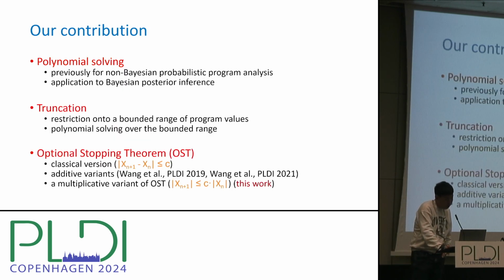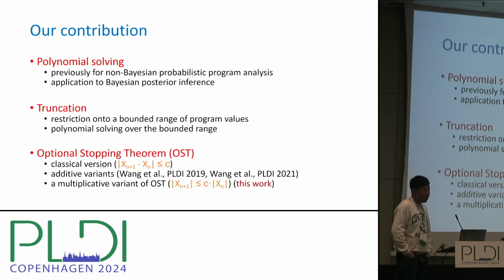Our contribution is that we first apply polynomial solving, but we find that simply applying polynomial solving does no service to this Bayesian inference problem. So we propose a novel truncation operation. The intuition is that we restrict the program behavior onto a bounded range of program values, and then we accompany this truncation with bounds outside of the truncation. So if the bounds outside the truncation are correct, then we can get the correct bounds for our posterior distribution.